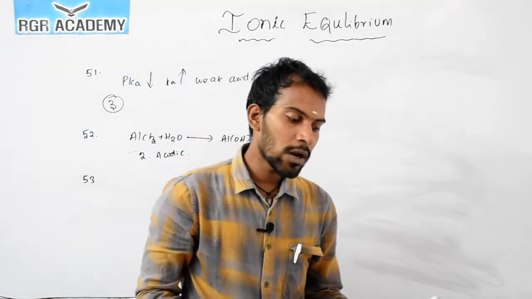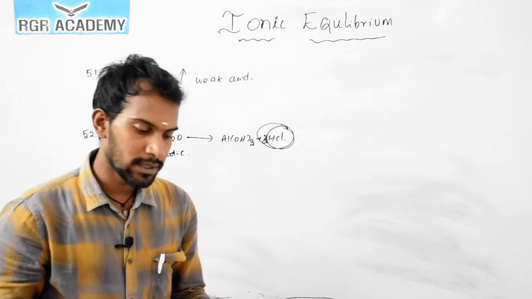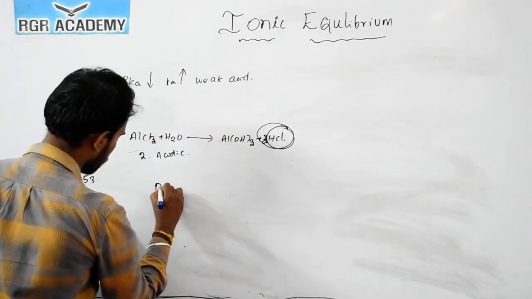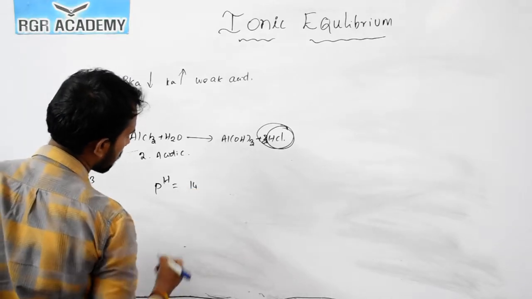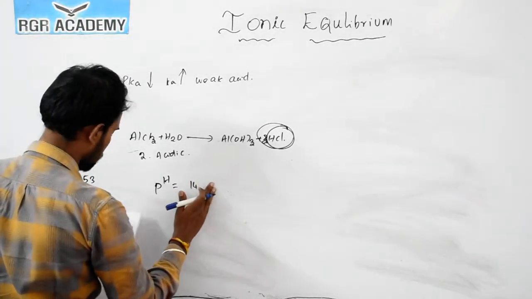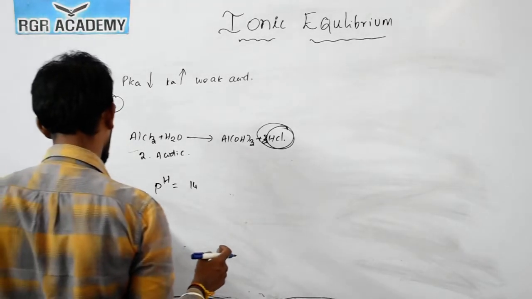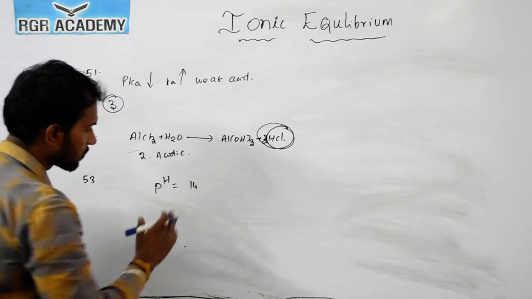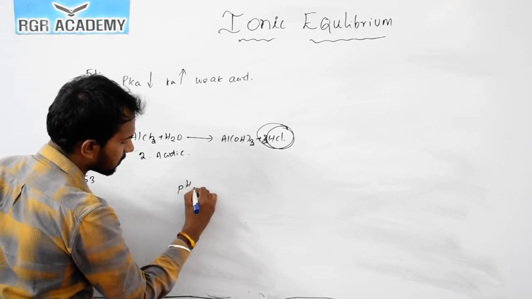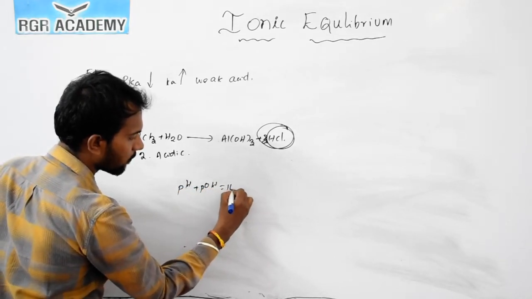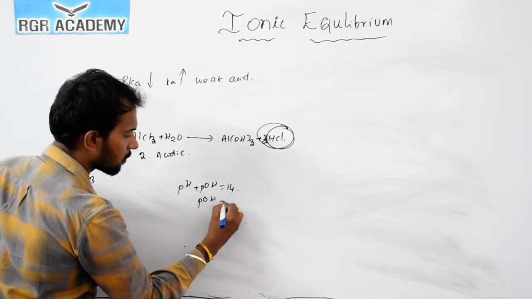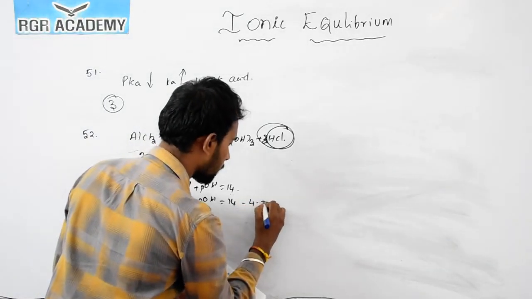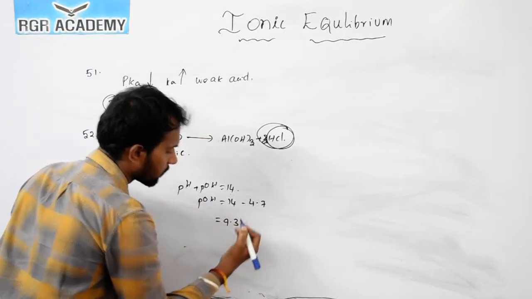An alcoholic drink substance has pH 4.7. Then what is the OH minus ion concentration of this solution? Now see this one. Alcoholic drink substance pH equal to 4.7. Then concentration of OH minus ion. So we can say that pH plus pOH equal to 14. So pOH is equal to 14 minus pH. The pH value is 4.7. 14 minus 4.7, so the value is 9.3.